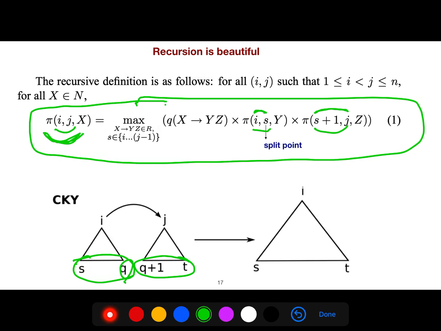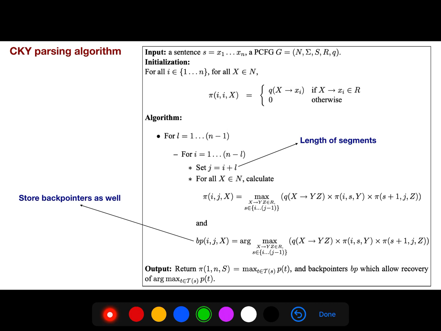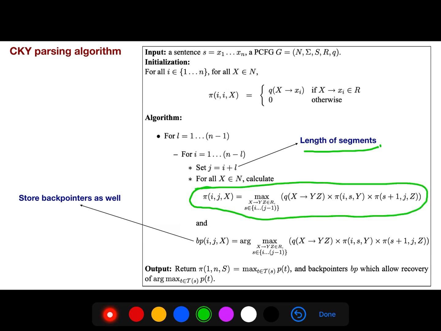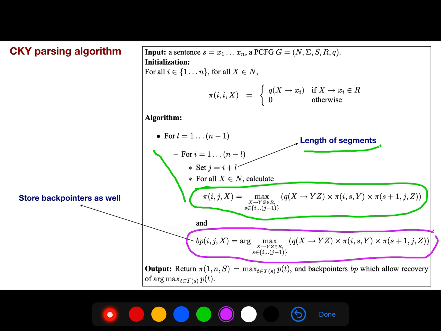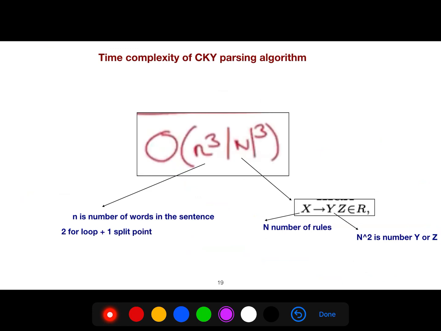If you go from bottom to top, then you can do this recursively several times, and you answer the biggest constituent, which is the answer to our question. So this is the CKY algorithm. Note that L is the length of the segments. For each of them, you are not just updating your variable, you go from smaller constituents to larger constituents. And just like in reinforcement learning, you also store your back pointers as well. Otherwise, what's the point? The back pointers allow recovery of the argmax of the probability of a tree over all trees that you can imagine.